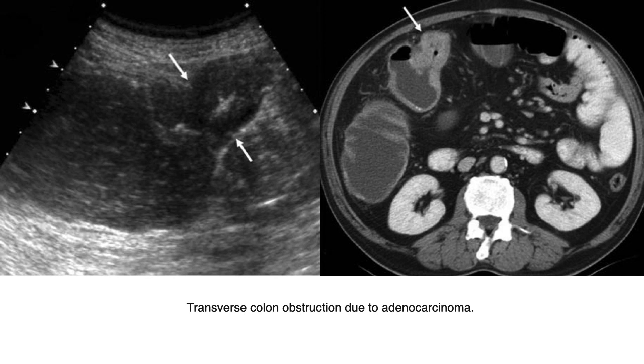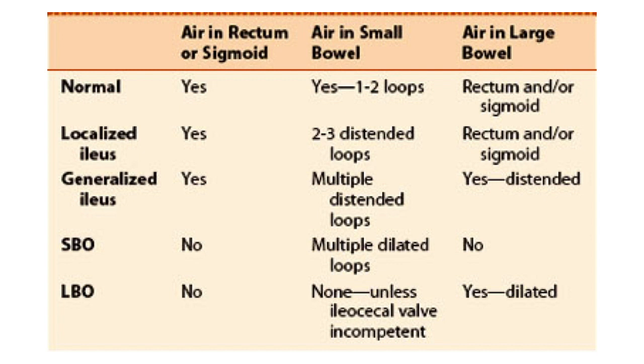Now let's recap this, which is very, very important. So here we have the differential between paralytic ileus and mechanical obstruction. So we have here in the first column the air in rectum or sigmoid.